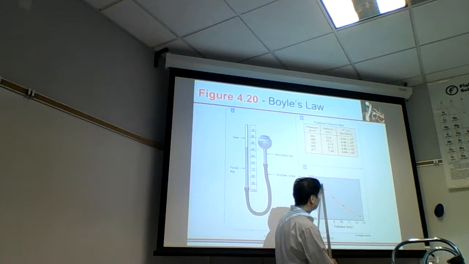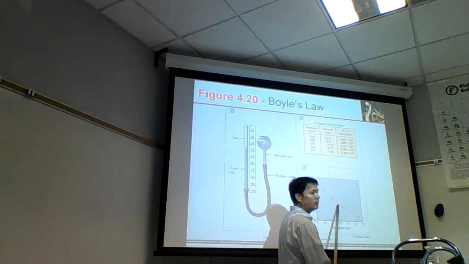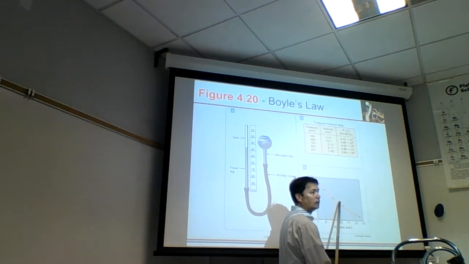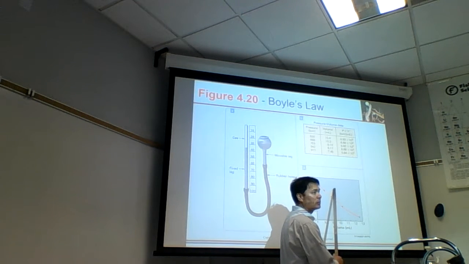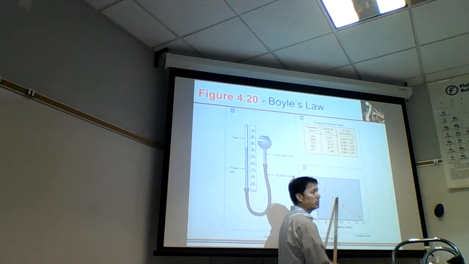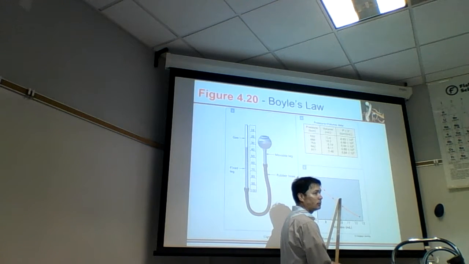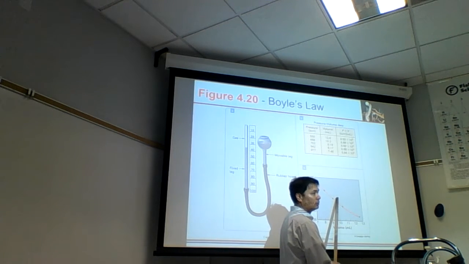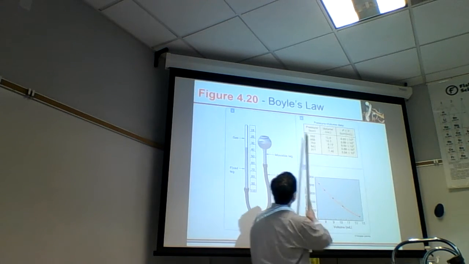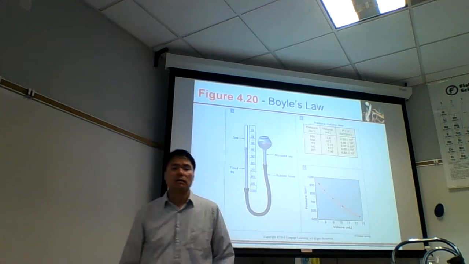We'd like to fit this to a mathematical equation. That mathematical equation we call, if we take our experimental data, our observations, and fit that to a mathematical equation, we call the mathematical equation an empirical equation, or a law. And this law is called Boyle's law.